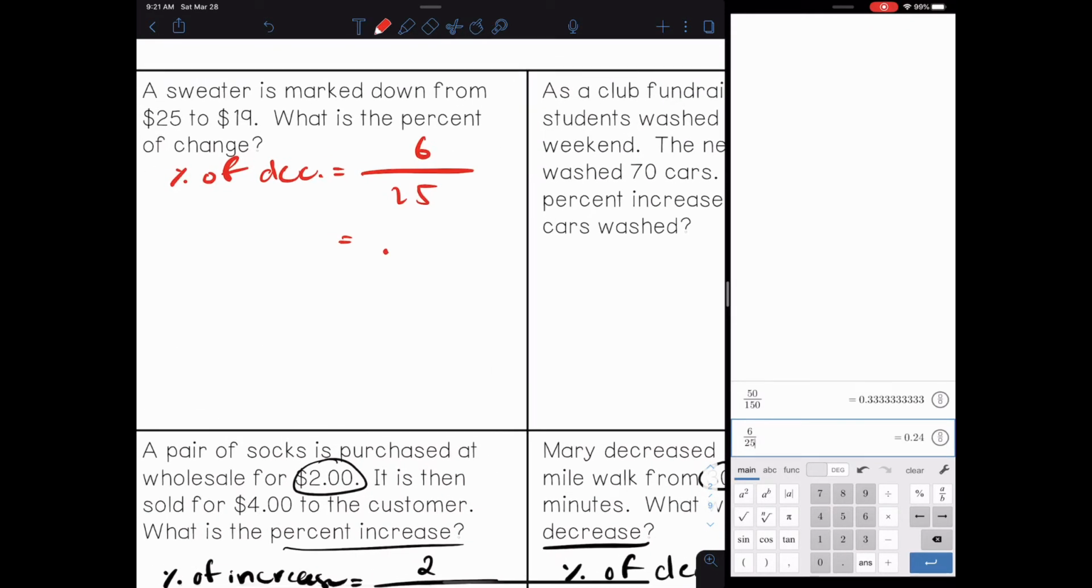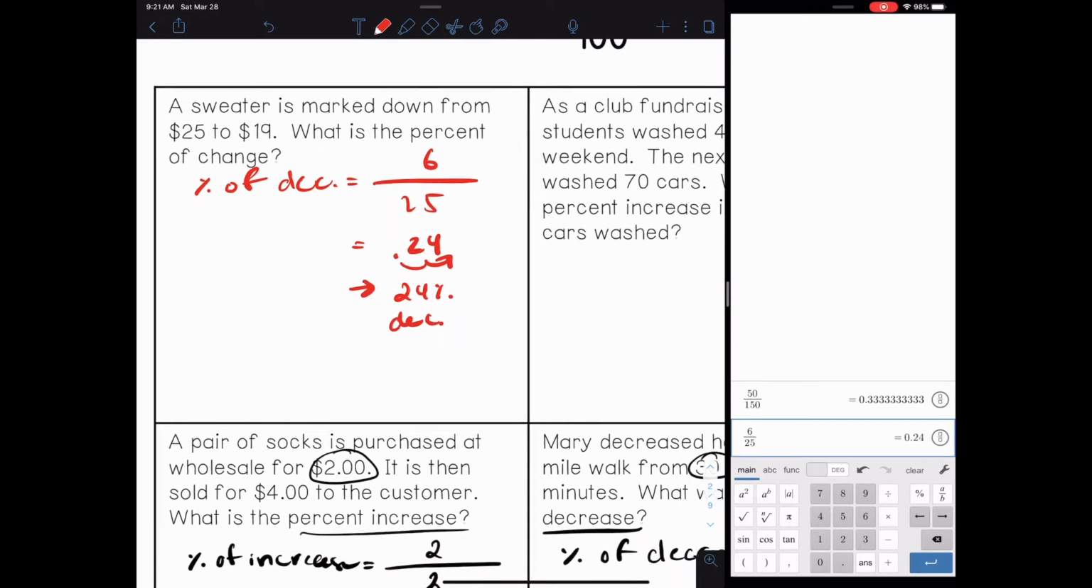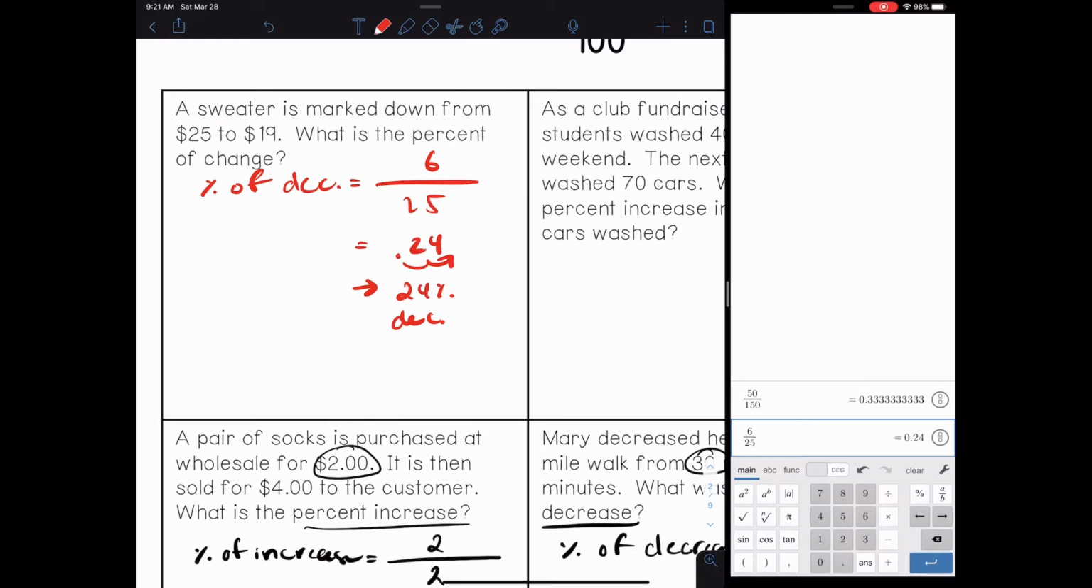And then write that as a percentage. Take the decimal, move it to the right twice, once, twice. And this is going to be a 24% decrease. All right, so that was that top left one.